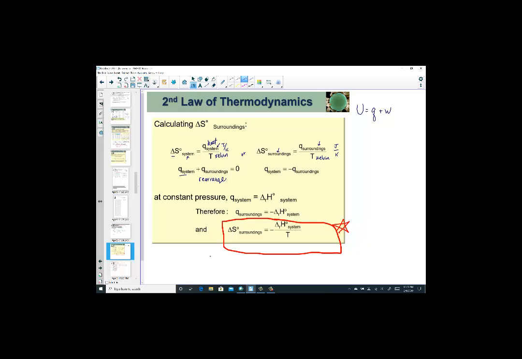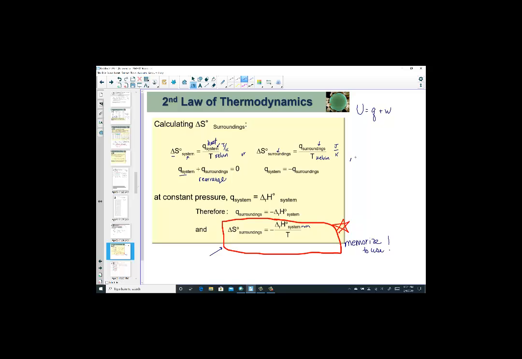Well, let's rearrange and come up with this particular equation. This is the one that we will need to know come test day. I'd like to know how to calculate the entropy of the surroundings. To do so, I can use the heat of reaction of the system divided by the Kelvin temperature. So this is the enthalpy change of the reaction.